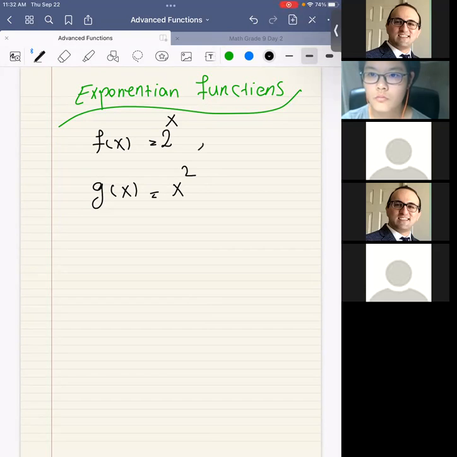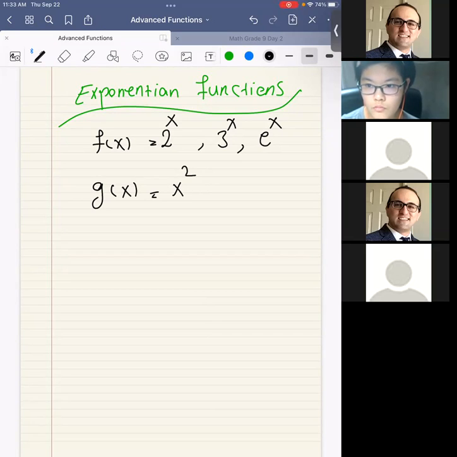Or you can have, like, 3 to the power x. And the most important one is e to the power x. I will tell you about what this e is. It is an irrational number. I will tell you more about what this number is and what it represents. But these are all examples of exponential functions.